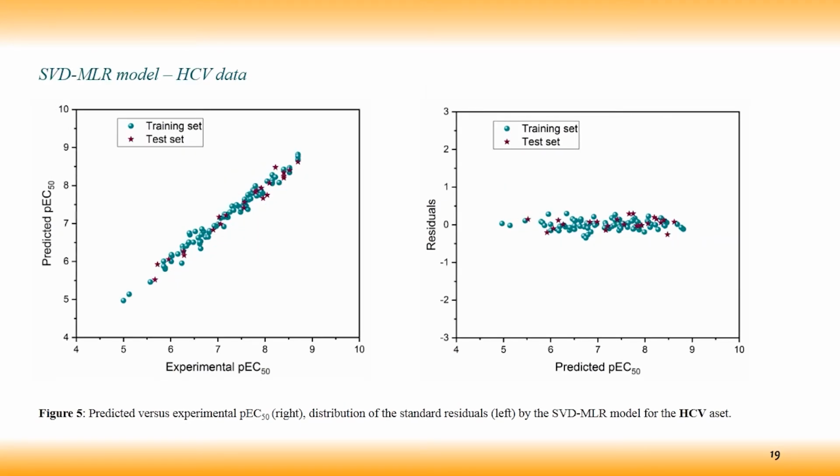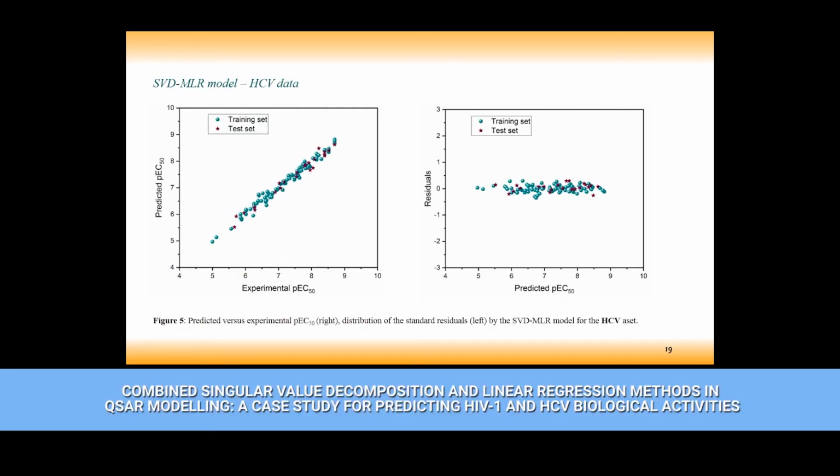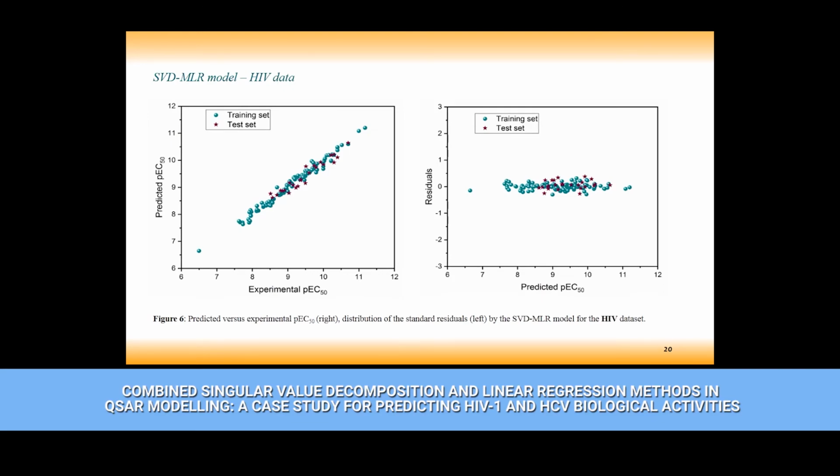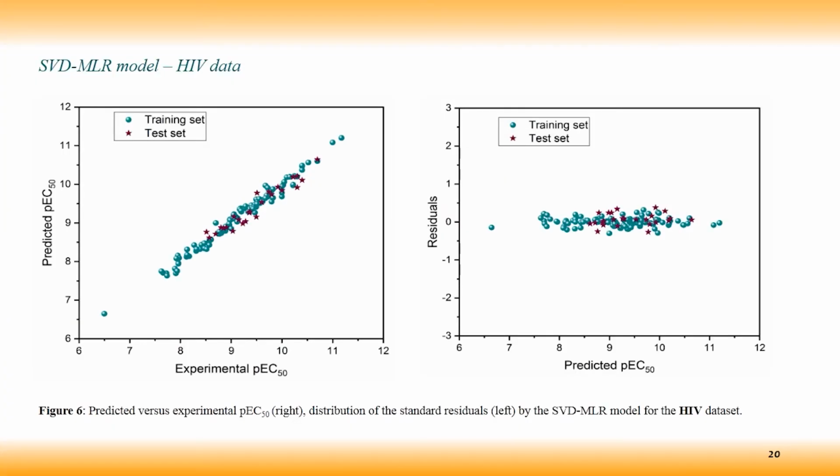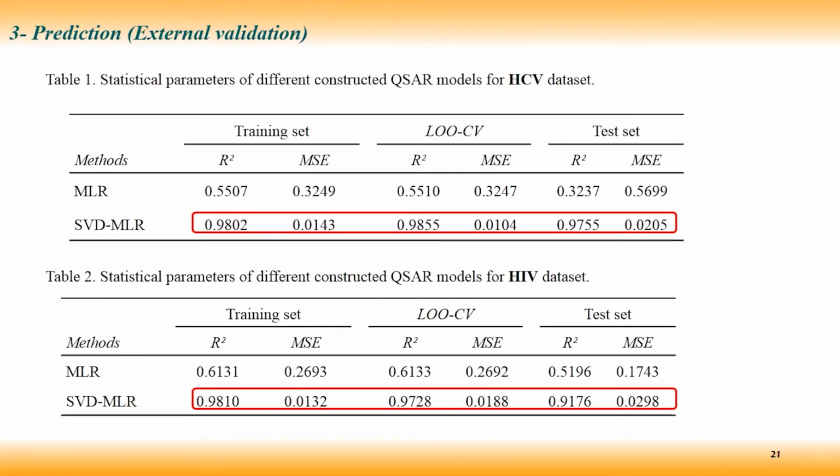After using the SVD, the singular value decomposition method on the MLR method, it has been shown that the residual values was minimized, and also the predicted values versus the experimental values gives a higher value of the determination coefficient. For the SVD MLR model on the HIV data, it gives the same results where the residual values were reduced. And this is shown in these two tables.